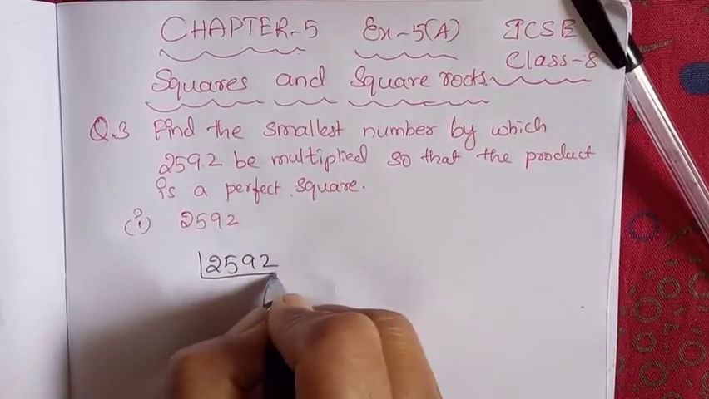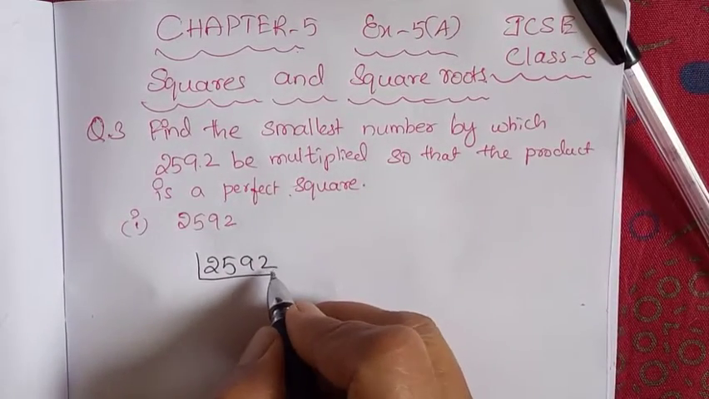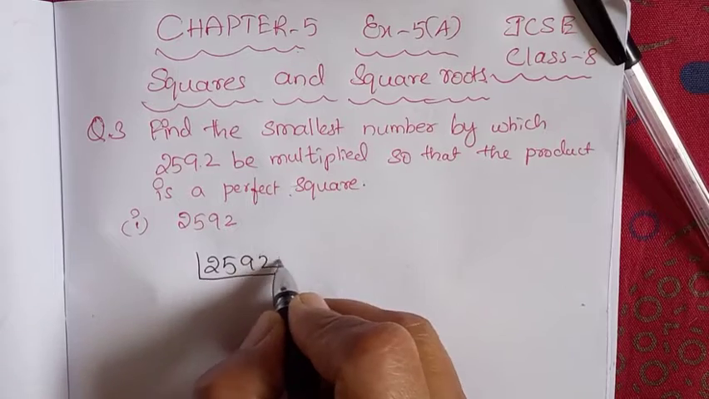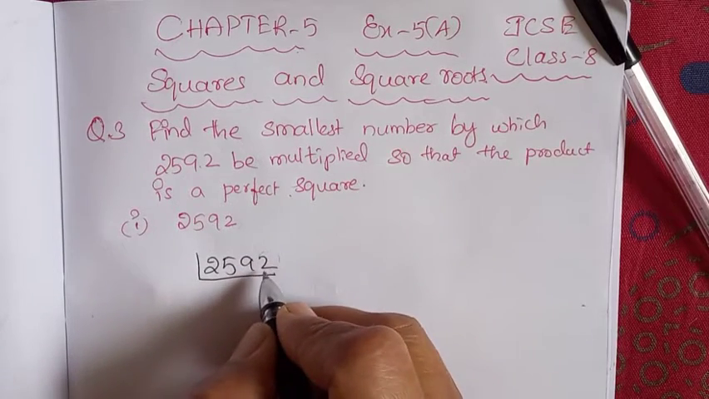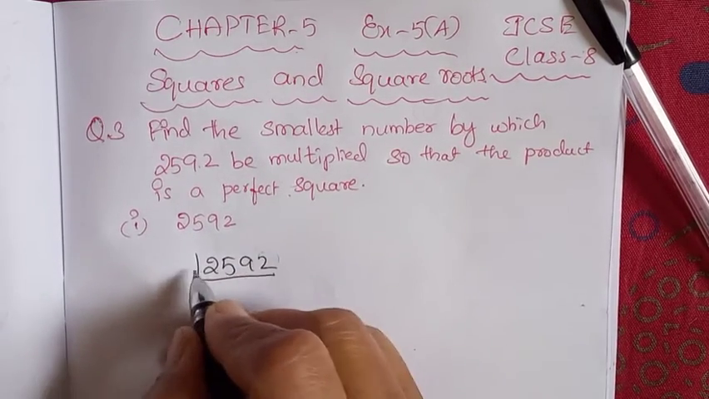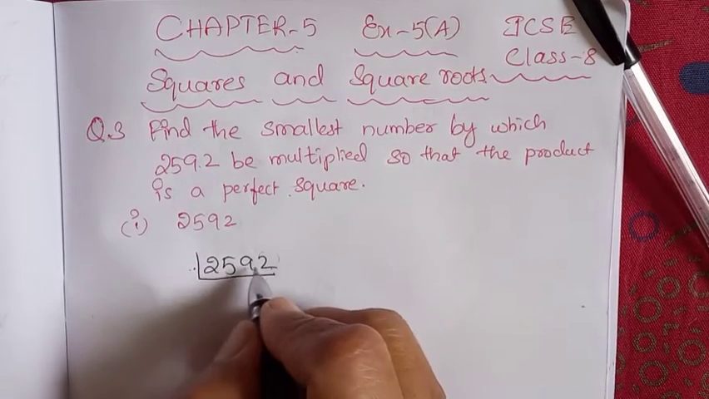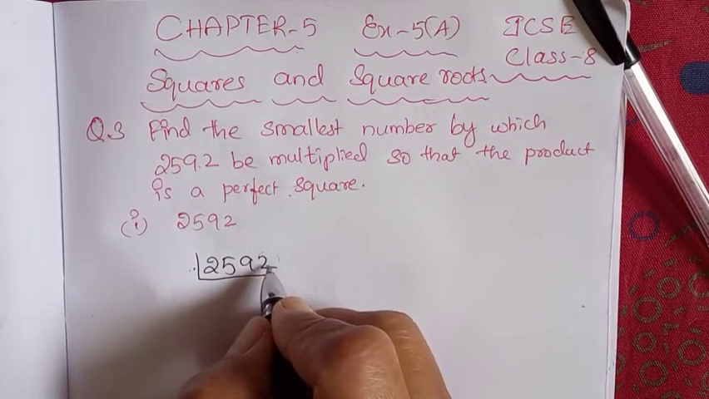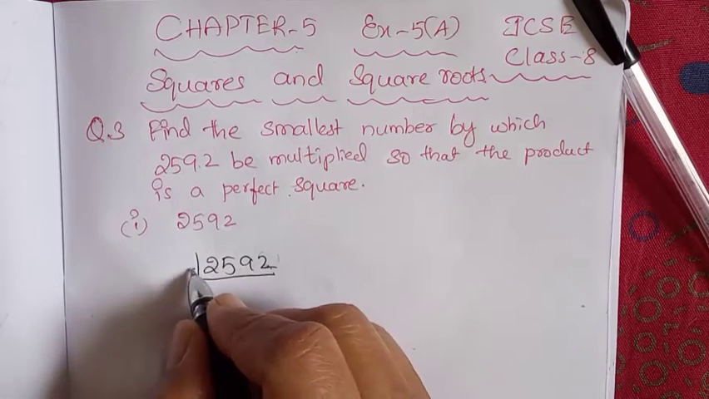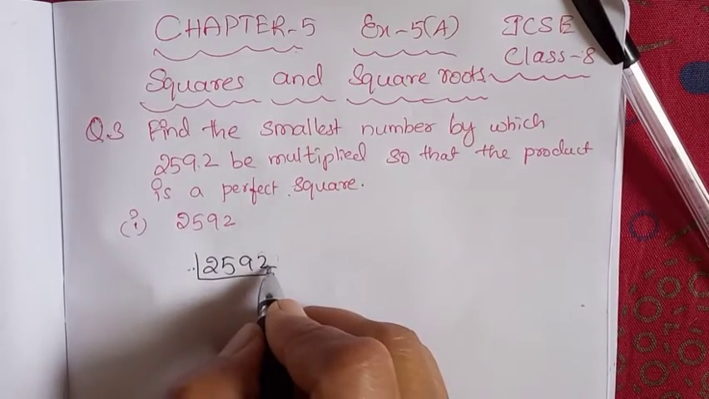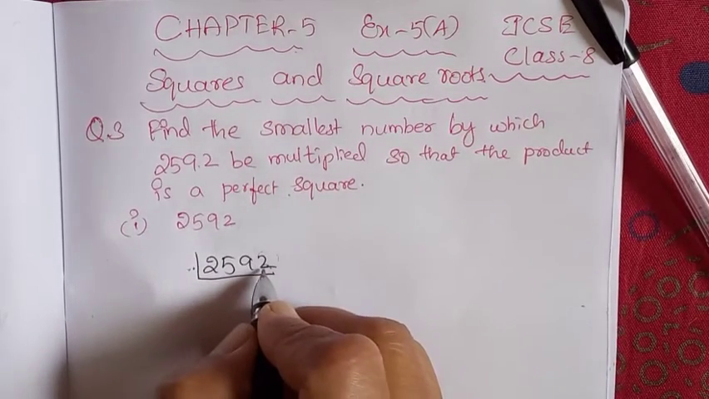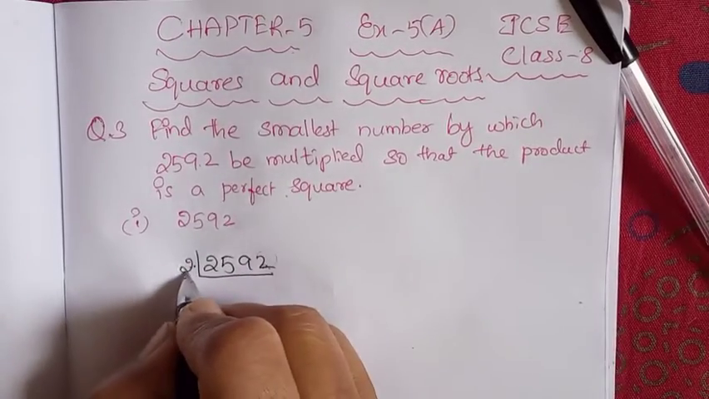2592. As I said in the last video, check the units place. If it is even, start with the least prime; if odd, the least odd number; if it is 5 or 0, then you start division by 5. This is anyhow even, so we can start by 2.